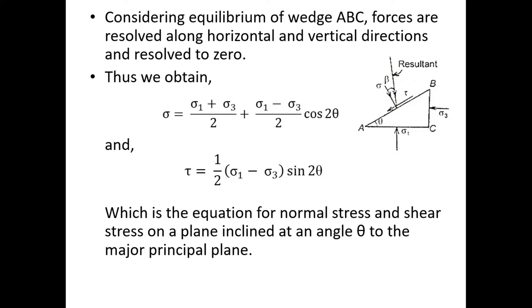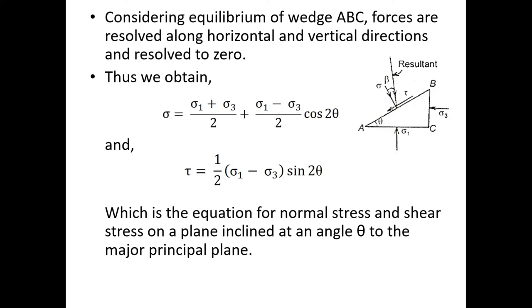So once you resolve to zero, you will get that your normal stress is equal to (sigma 1 plus sigma 3)/2 plus (sigma 1 minus sigma 3)/2 into cos 2 theta. Similarly, you will get your shear stress, tau, is equal to (sigma 1 minus sigma 3)/2 into sin 2 theta. So this is the equation that represents the normal stress and shear stress on a plane which is inclined at an angle theta to the major principal plane. Till here you might have seen in your solid mechanics course, right?